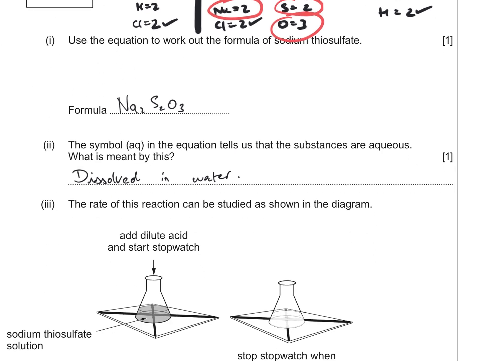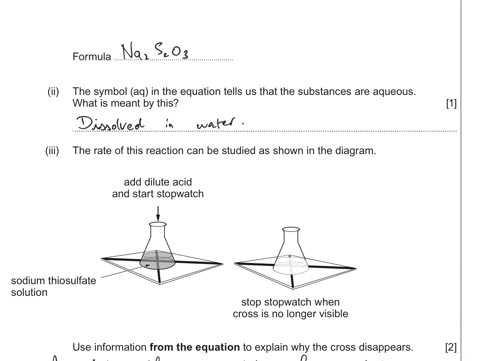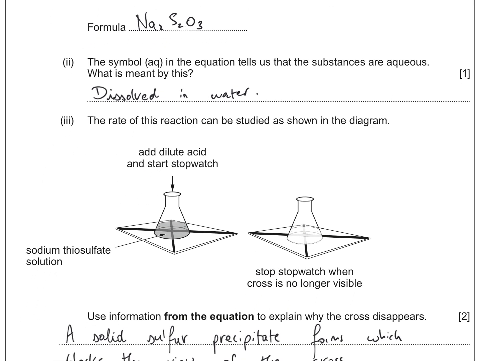The symbol AQ in brackets in an equation tells us our substances are aqueous. What is meant by this? That tells us they are dissolved in water.